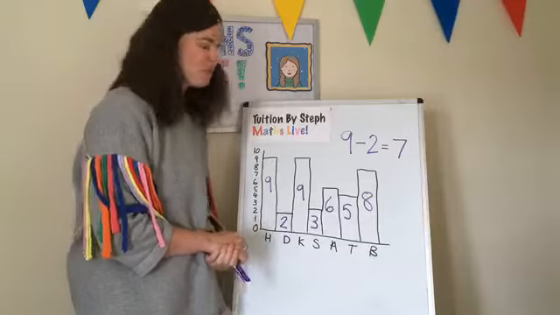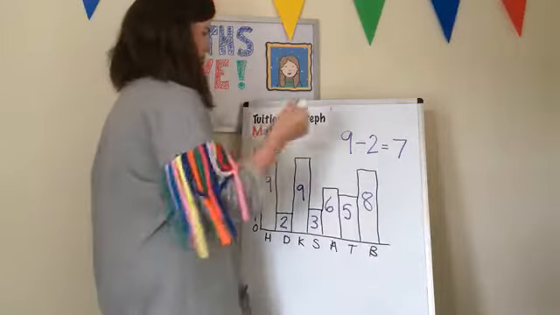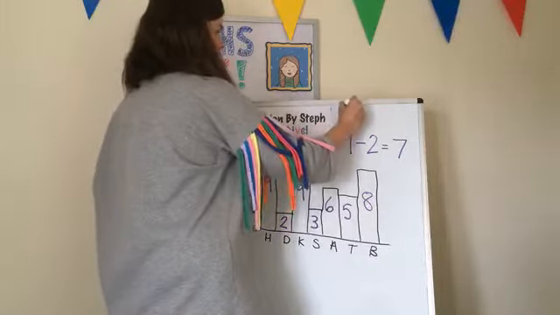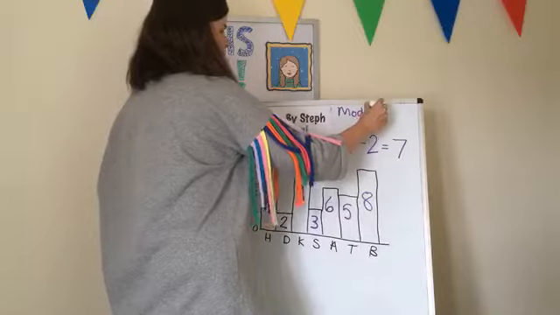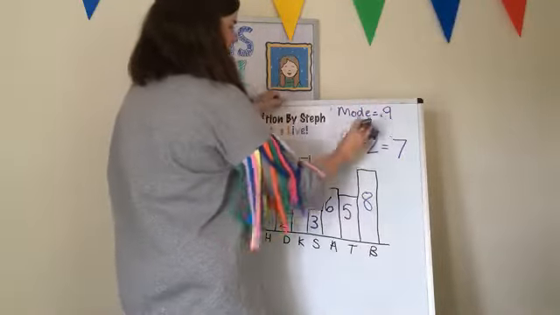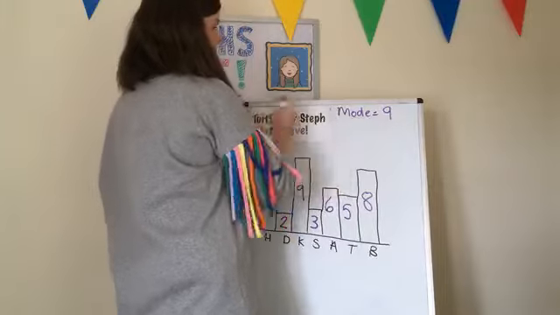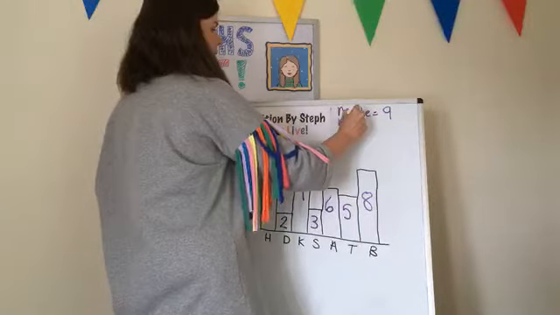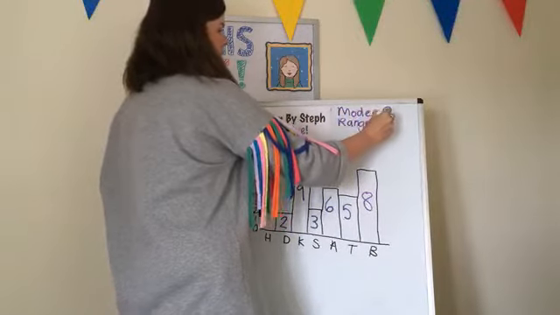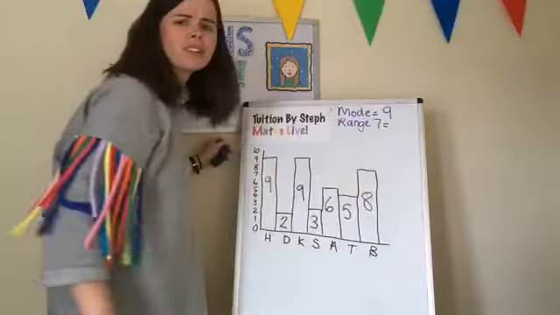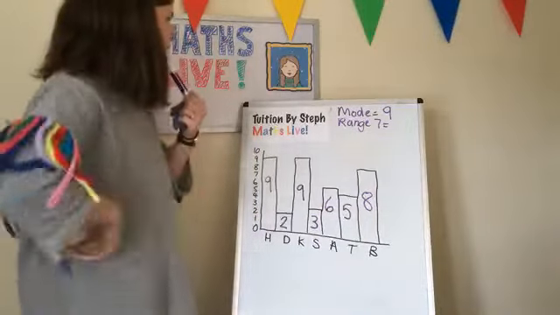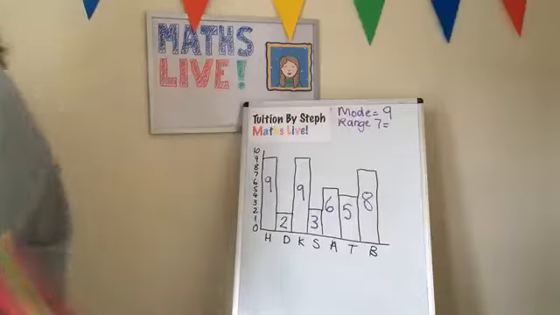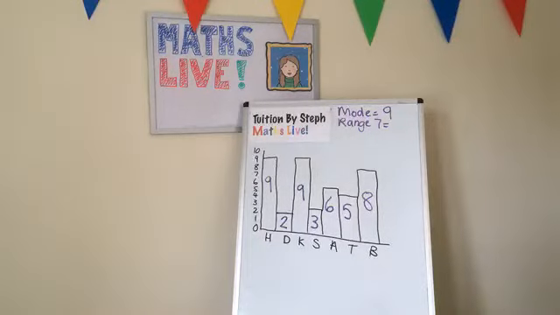Let's do mean, median, mode first, shall we? So the mode we know is 9 because 2 people have 9. We know the range is 7. Now I've done all this beautiful drawing, let's use it. Can we find the median and the mean? Will they make you work hard?